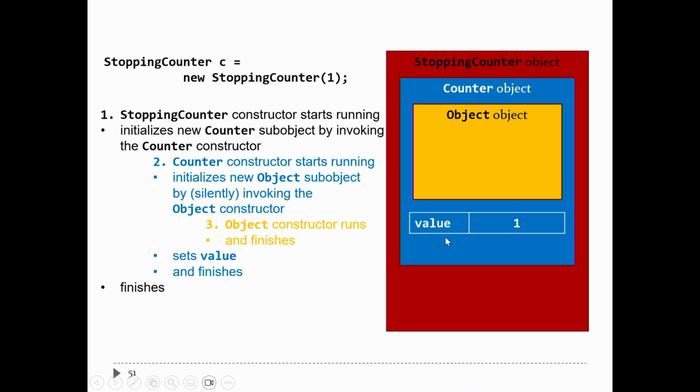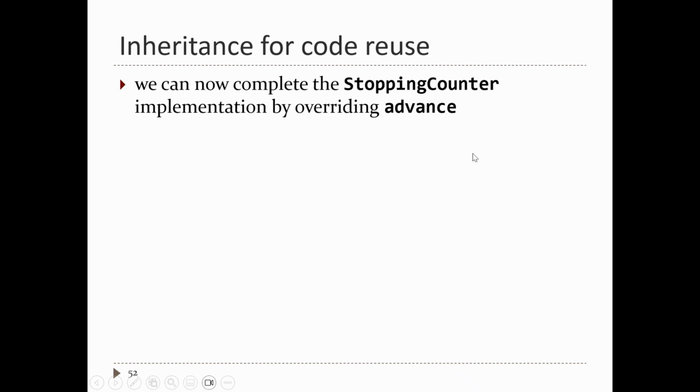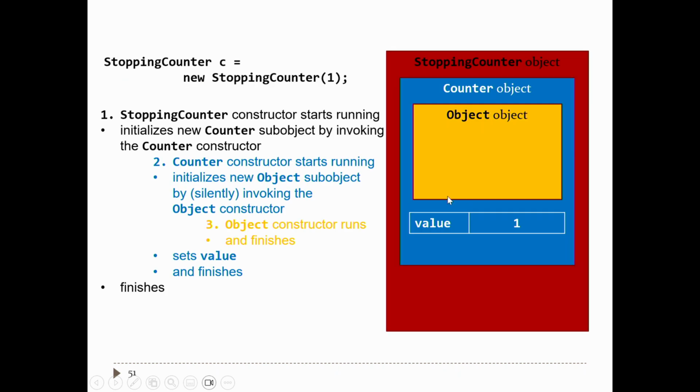So the objects have to be built from the inside out, and that's the reason why you have to call the constructor. That's why every constructor needs to call its superclass constructor on the first line. It's to force this inside-out construction of the object.